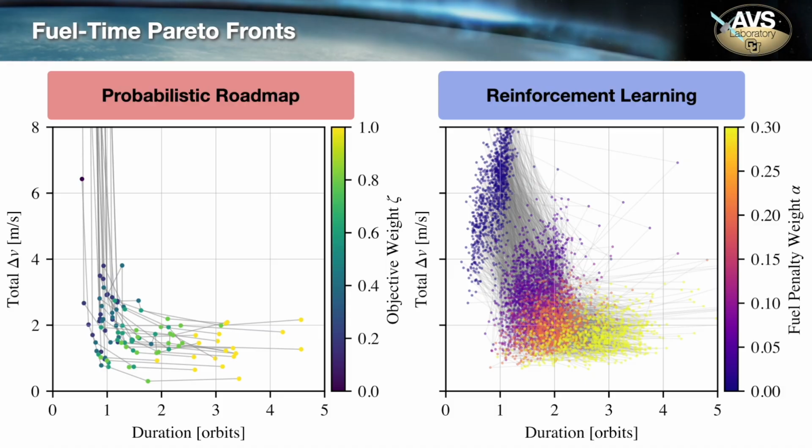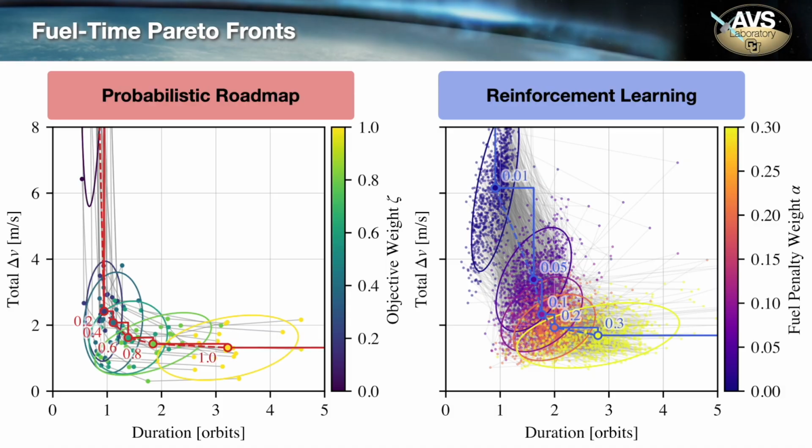We can then average the performance at each of those values of zeta or alpha and get a Pareto front for the mean performance of each method. And for the ease of visualization, we're going to move that red line for the PRM Pareto front over to the right graph and vice versa. And we can see that, unsurprisingly, the probabilistic roadmap is performing better than reinforcement learning, but not significantly so.